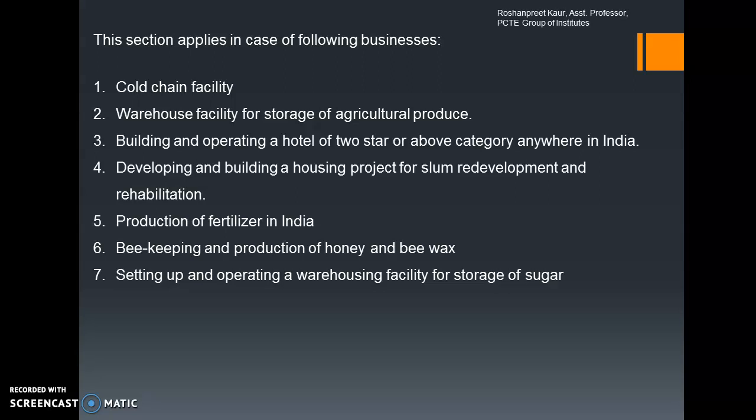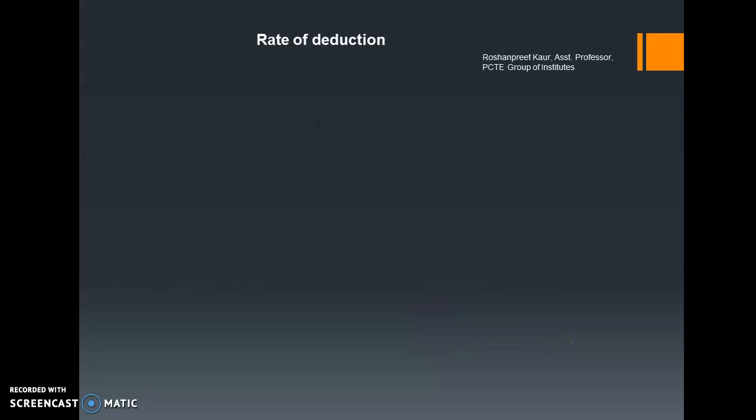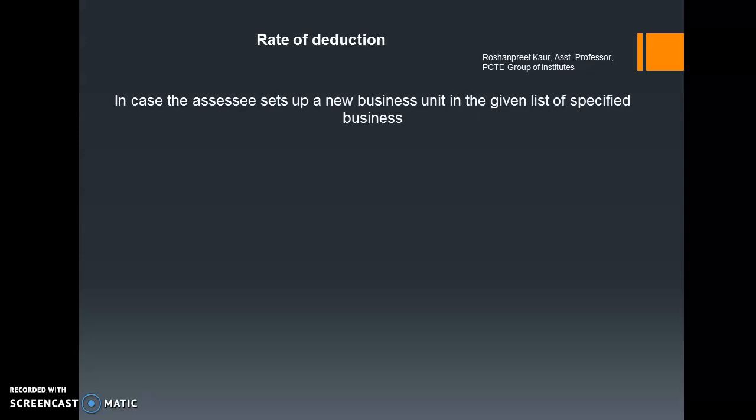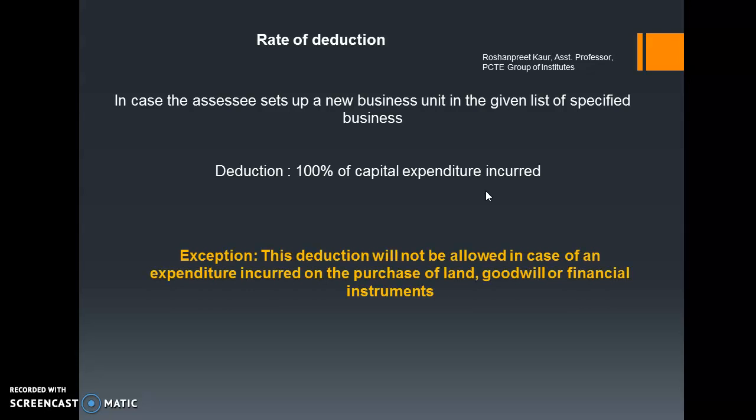these should be a newly set up business, and the business should be of this category only then deduction under section 35AD will be allowed. Now, what is the deduction allowed here? In case assessee sets up a new business unit, only then the deduction will be allowed. So deduction is what? Any capital expenditure done with regard to these specified businesses, then 100% of the amount will be allowed as deduction. That means whatever amount is being spent, that total amount will be allowed as deduction.